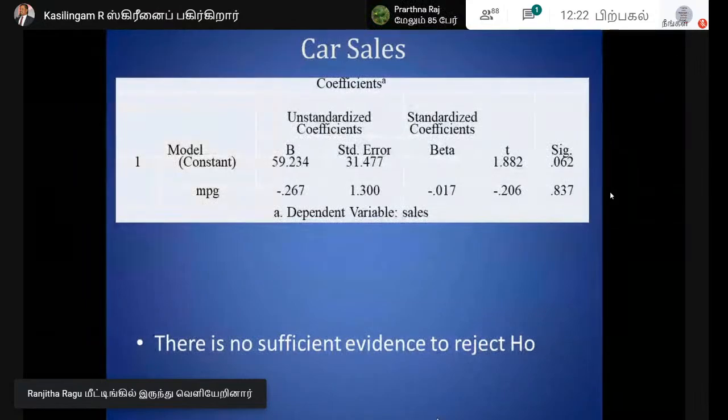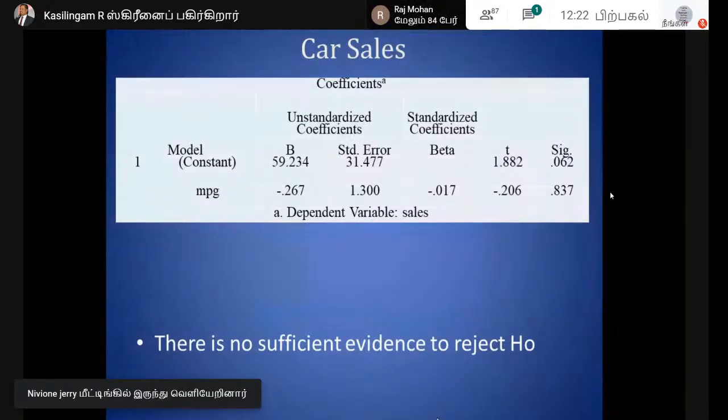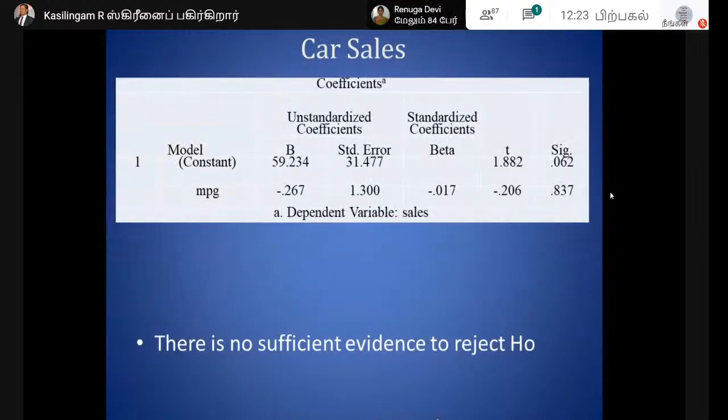Now, my significance value is 0.837, which is greater than 0.05, which means mileage is not influencing car sales. The car sale is not depending upon mileage. People buy car not because of mileage, but because of something else. The mileage of the car is not influencing. That is the meaning. So now my t value is less than 1.96. Don't worry about minus or plus.